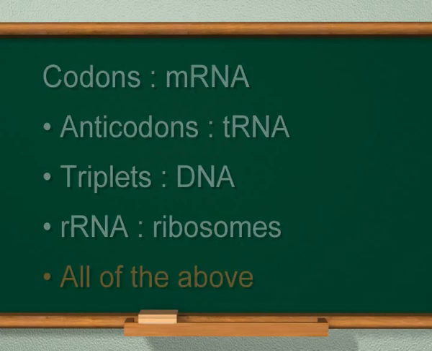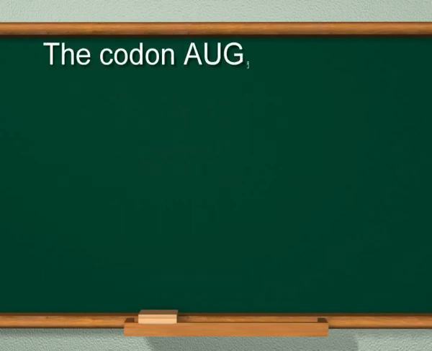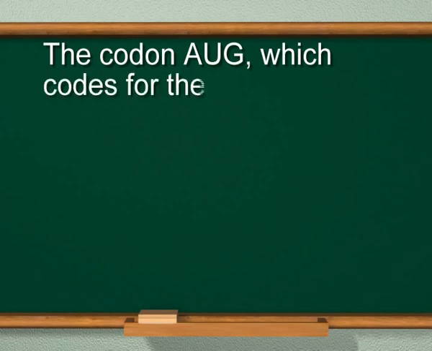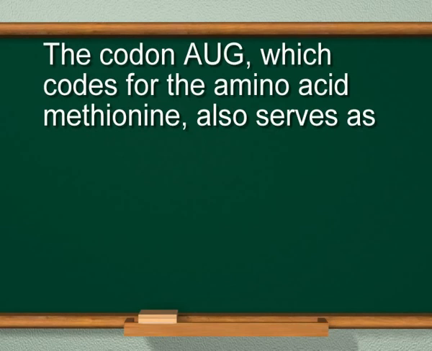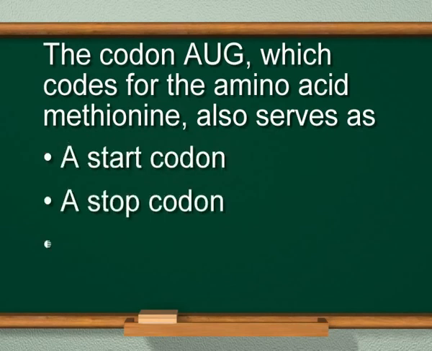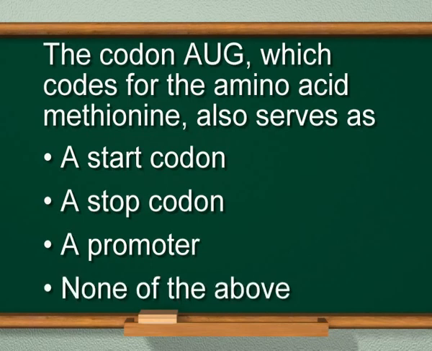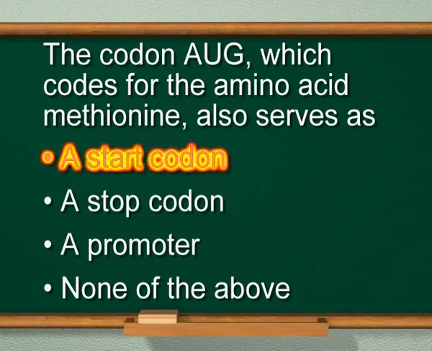My next question is, the codon AUG, which codes for the amino acid methionine, also serves as a start codon, a stop codon, a promoter, or none of the above. Answer, AUG also acts as a start codon.